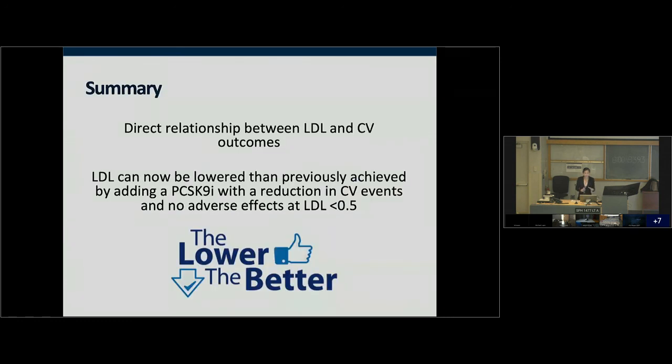So just from that little section we just talked about, the summary is there is a very direct and linear relationship between LDL and CV outcomes. We now have other ways of lowering LDL beyond what we previously could achieve with just statins, ezetimibe, niacin, and so forth. With a PCSK9 inhibitor, we can get levels very, very low with no obvious or apparent adverse effects at an LDL level of even less than 0.5. So the lower the better for LDL. It's no longer a hypothesis, it's now a fact.